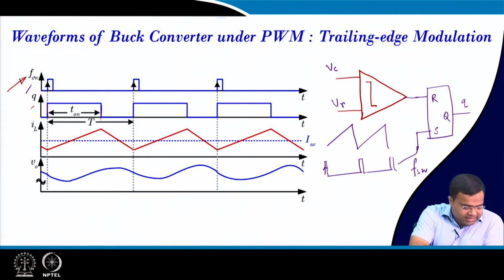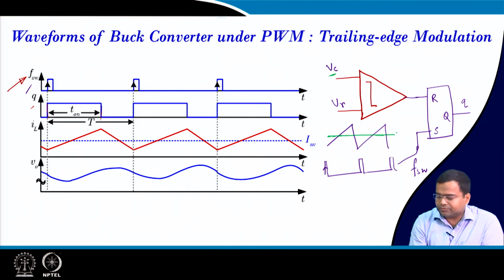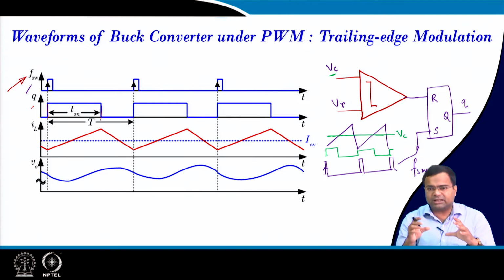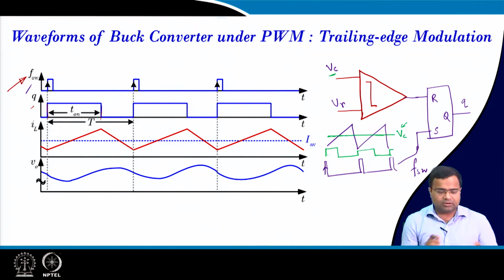Now, let us say this is my control voltage, Vc. Naturally this will generate the on time like this. By that way we can generate this on time. Here it is open loop, that means we can provide a fixed voltage and compare it with the sawtooth waveform to generate the on time, and this is under pulse width modulation.